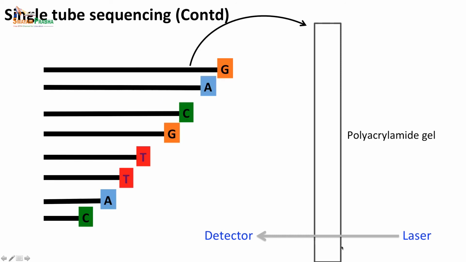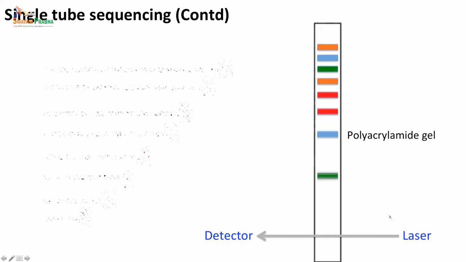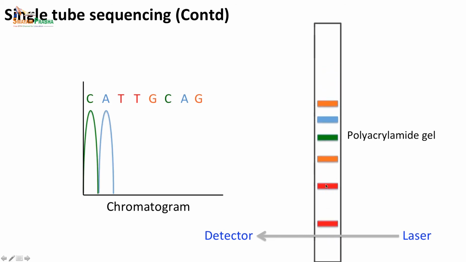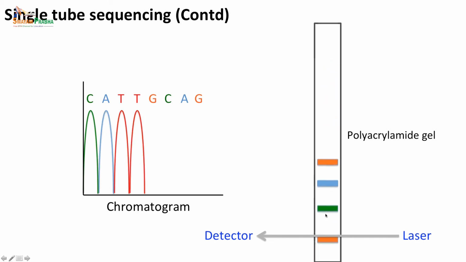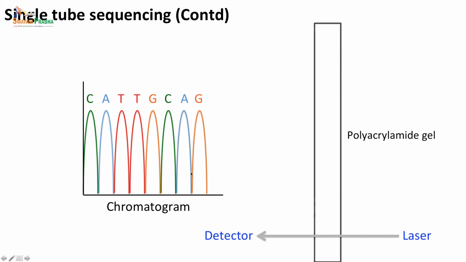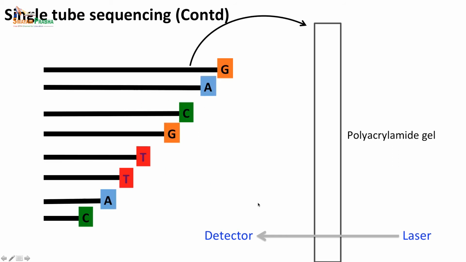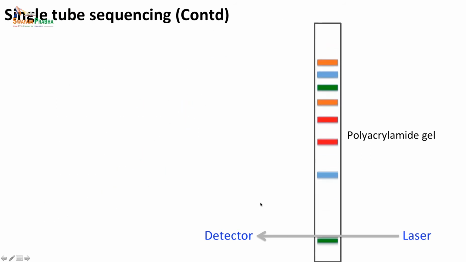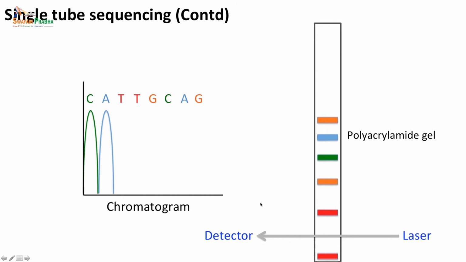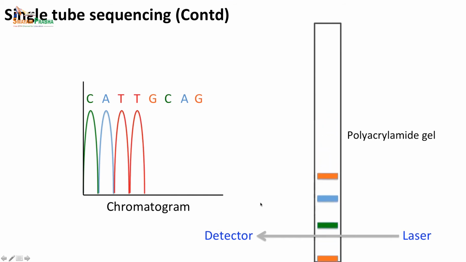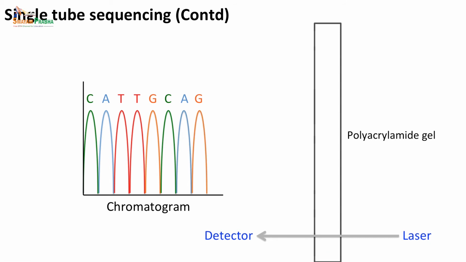So let's do it once again to see what is happening. C, then A, then T, T, G, C, A, G, and each one of them is detected as they run through the gel. As you can see once again, C, A, T, T, G, C, A, G. So like that, this could be read and you generate a chromatogram.